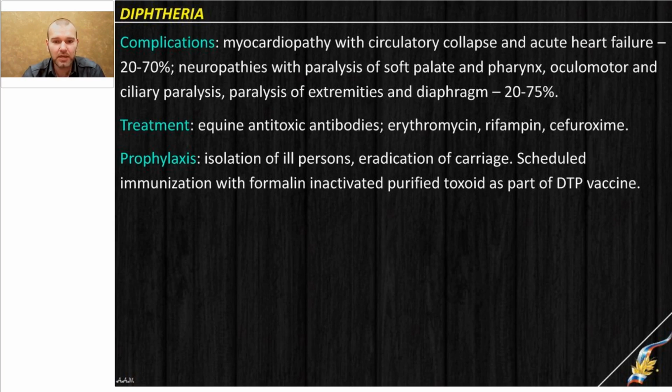Again, rarely, but still 20 to 75% is described to manifest with neuropathies, which can lead to paralysis of soft palate, pharynx. That symptom will lead to difficulty of swallowing, difficulty of talking. Rarely, problems with eye vision and visual acuity were described. And actually even paralysis of extremity and diaphragm are described in history, but of course nowadays, again, it is a rare complication.